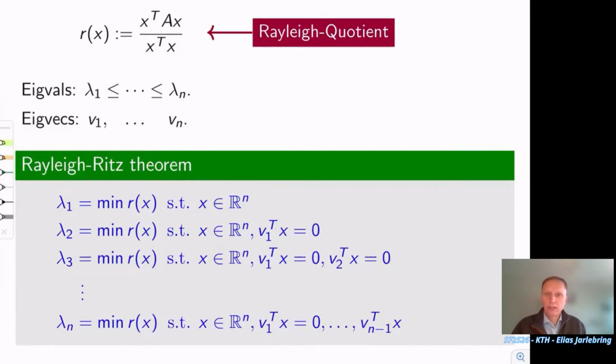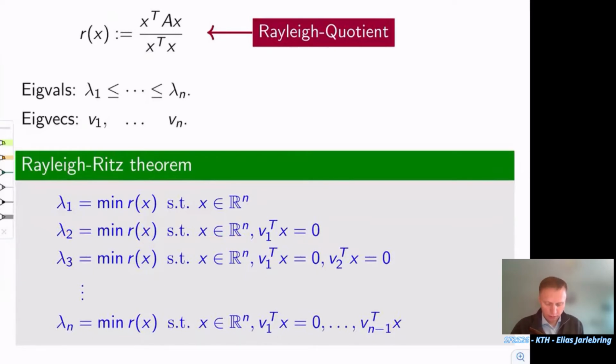In fact, the Rayleigh-Ritz theorem is a family of statements, and lambda 2 can be obtained by again minimizing the Rayleigh quotient, but we also assume an orthogonality condition. So the set of vectors that we minimize over is restricted. It's a subset of Rn, the subset of vectors that are orthogonal to the first eigenvector. So to get lambda 2, you minimize over all vectors x that are orthogonal to the first eigenvector.